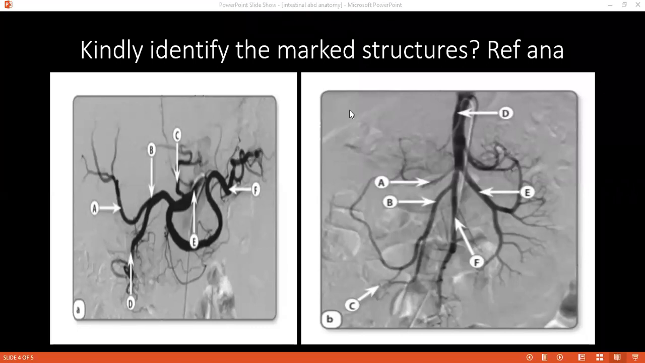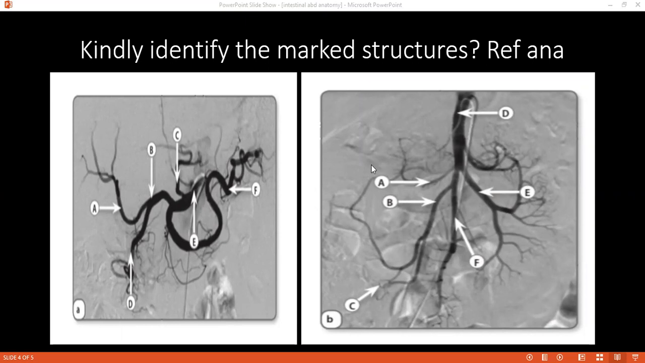It is probably the angiogram of the superior mesenteric artery. Sorry, Dr. Rohit, by mistake. A is probably the ileocolic artery. Probably, I don't know. I'm not sure. E is probably.